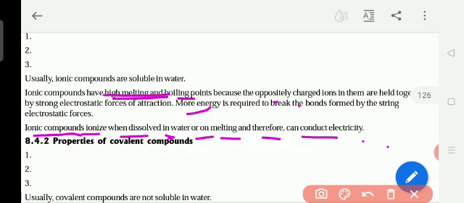Since ionic compounds are soluble in water, they can conduct electricity. Ionic compounds have positive and negative charges, so that they can conduct the electricity. Okay, so that is the one.